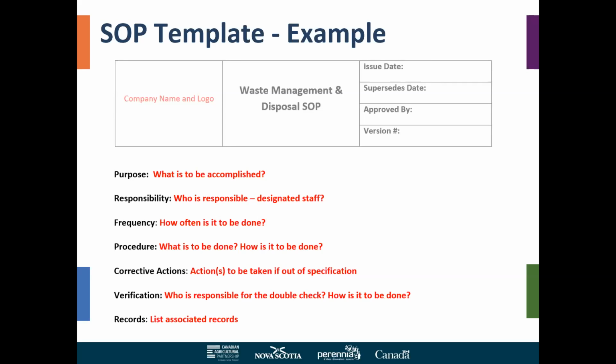And then an approval, so who approved this? Now, version number is not something that you have to include. That's a BRC requirement, so if you don't want to put a version number on, you do not have to. There are some other things you want to consider adding to your standard operating procedure that should be part of it. The purpose: what is to be accomplished here?